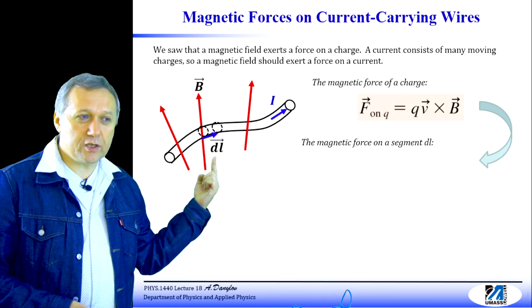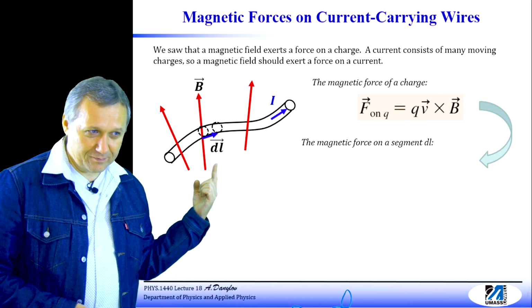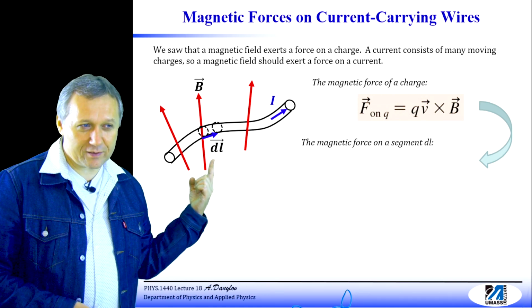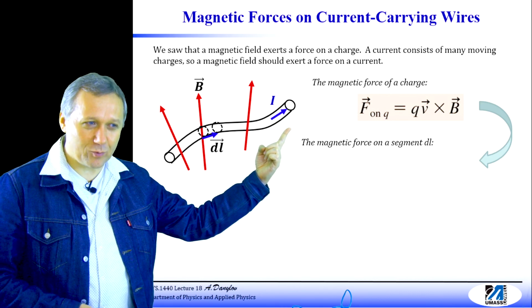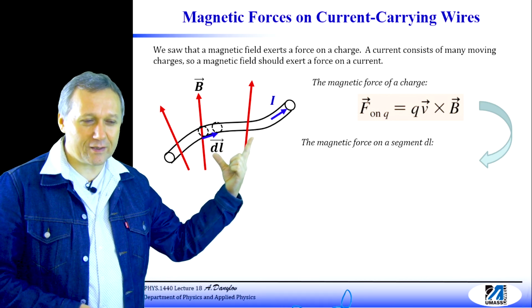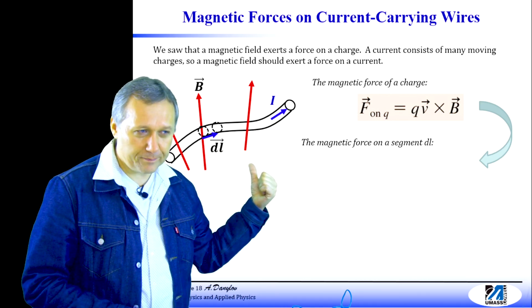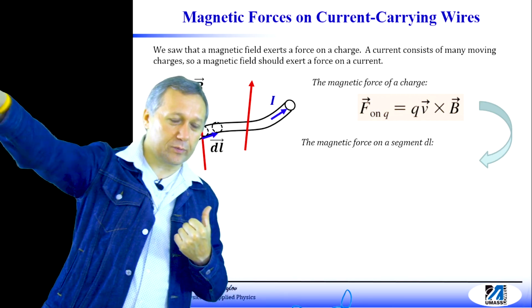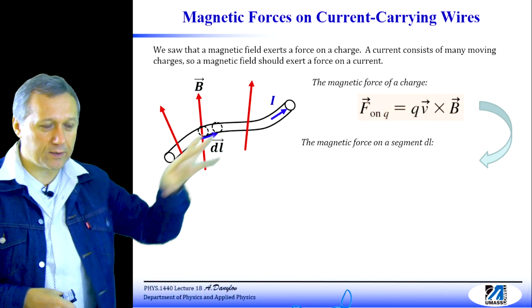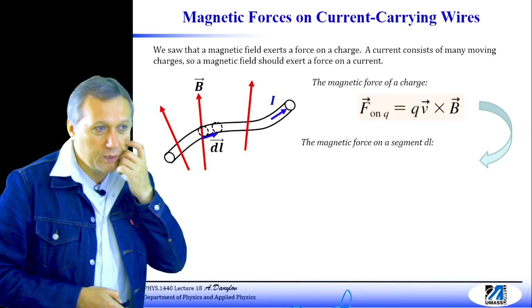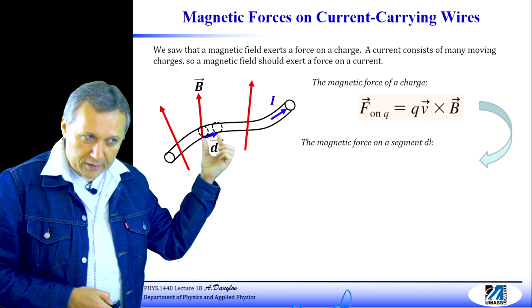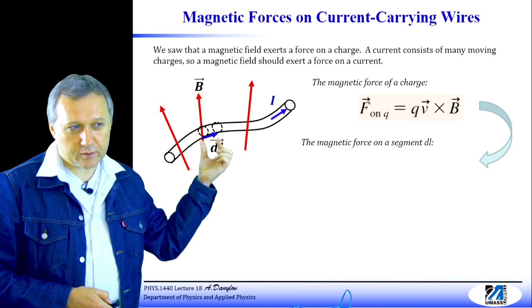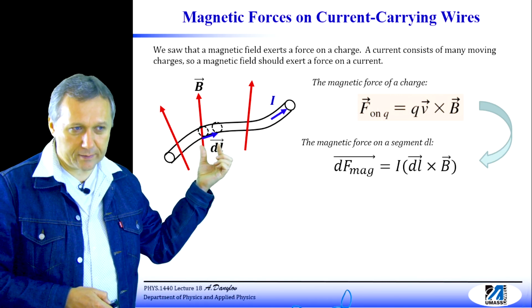And again, you see it presented as a vector. What determines the direction of this dL? The direction of the current. There's only one direction in this wire, the direction of the current. So that direction determines the direction of dL. If the current goes that way, that will be the direction of dL. If the current goes this way, that's the direction of dL. Okay, and the formula will give us the magnetic force acting on this small section of the wire dL.